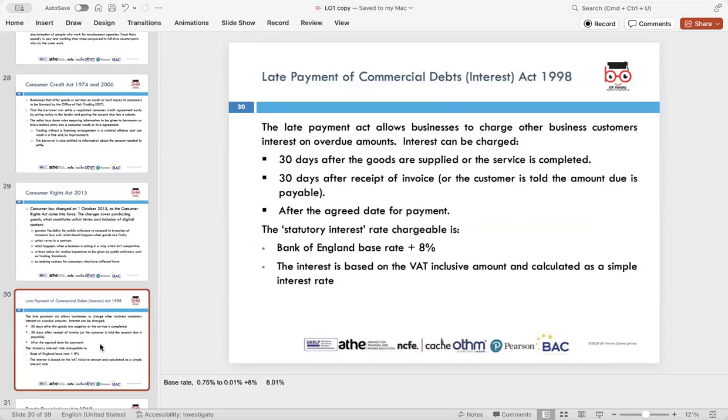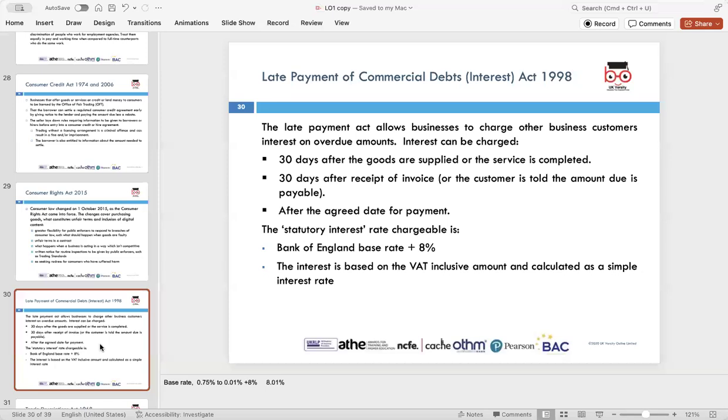Late Payment of Commercial Debts (Interest) Act 1998. This act allows businesses to charge other business customers interest on overdue amounts. Interest can be charged 30 days after the goods are supplied or the service is completed, or 30 days after receipt of invoice or the customer is told the amount due is payable.